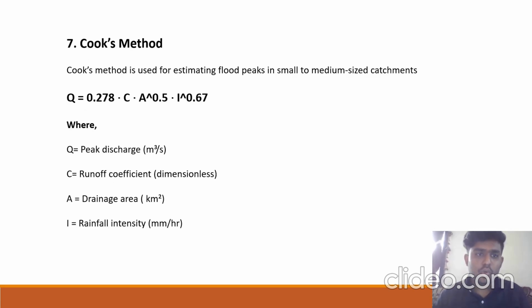So the next method is Cook's method. Cook's method is used for estimating flood peaks in small to medium-sized catchments. The formula for Cook's method is Q is equal to 0.2278 into C into A raised to the power 0.5 into I raised to the power 0.67, where Q is peak discharge in meter cube per second, C is runoff coefficient, which is dimensionless, A is drainage area in kilometer square, and I is rainfall intensity in mm per hour.